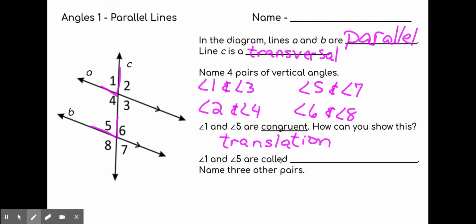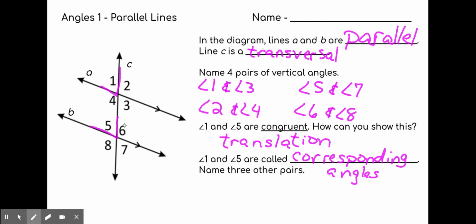Okay, now angle 1 and angle 5 have a special name. They are called corresponding angles. Corresponding angles. And they're called corresponding because they're in the same spot. Angle 1 is in the upper left of this diagram. Angle 5 is in the upper left of the bottom angles, right? Upper left, upper left. So there are 3 other pairs of angles that are also corresponding.